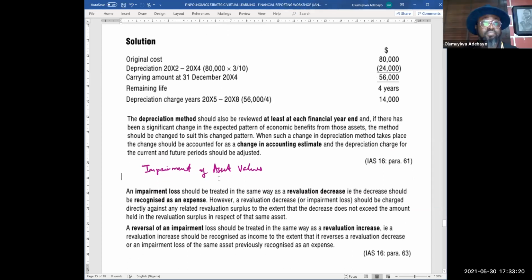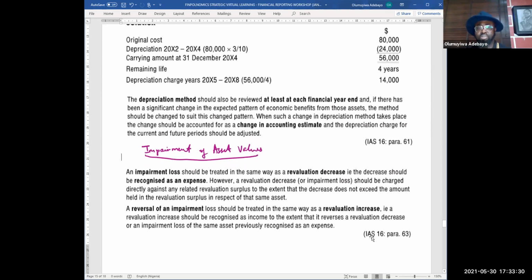Thank you. Okay, now let's look at situations where we have impairment of asset values. How do we treat them? This also corroborates what we discussed yesterday, which we are repeating now. Over to you. Impairment of asset values.